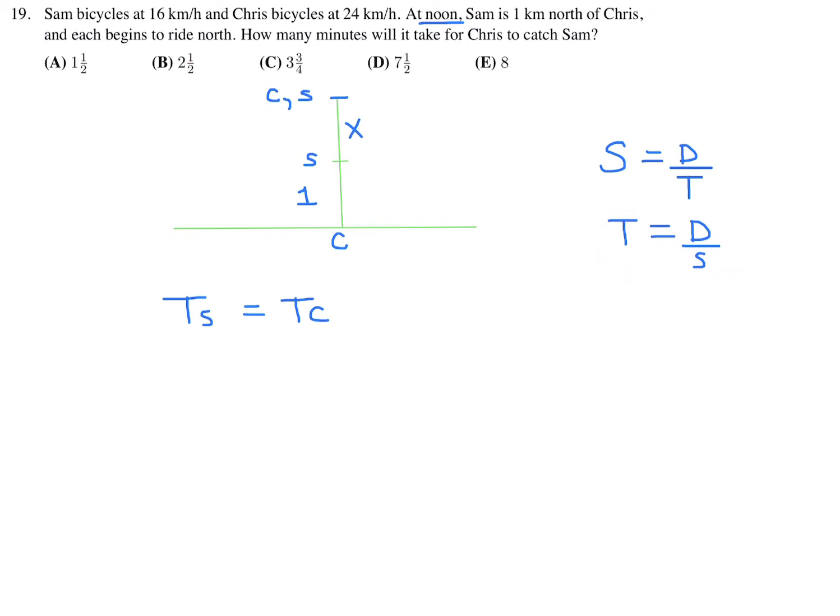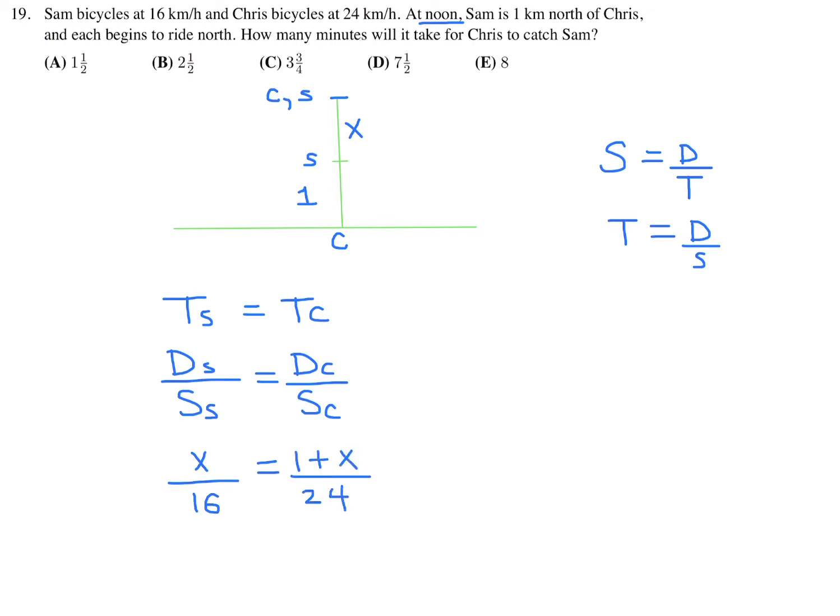So let's use this formula. The distance for Sam divided by the speed for Sam is equal to the distance for Chris divided by the speed for Chris. Distance for Sam from here to here is X. We don't know, so that's why I call it X. His speed is 16 kilometers per hour. Distance for Chris from there to there is 1 plus X, and his speed is 24. So there you go. That's the mathematical formula.